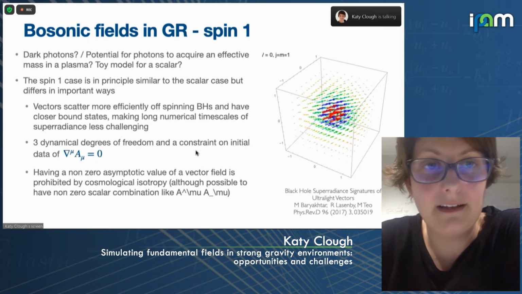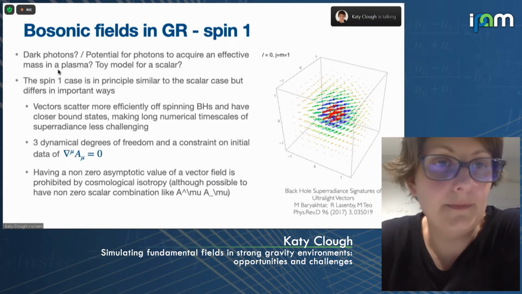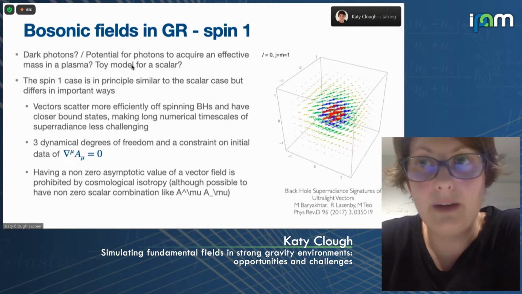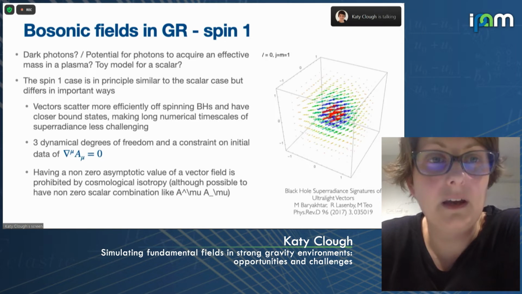As for motivations, there are models which have dark photons as being some component of the dark matter. There's also been an interesting suggestion, which I'll mention more of a bit later, about the potential for photons to acquire an effective mass in a plasma, in which case they would obey something like a Proca equation. And finally, one of the key motivations from a numerical perspective is that the vector field can be a good toy model for scalar fields.